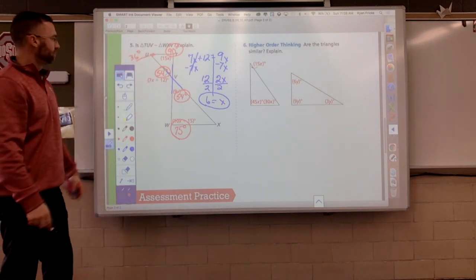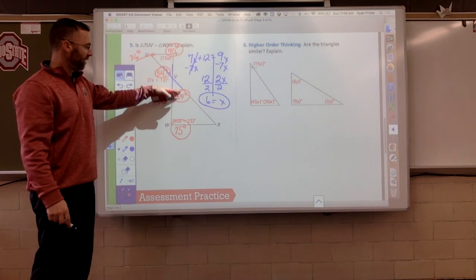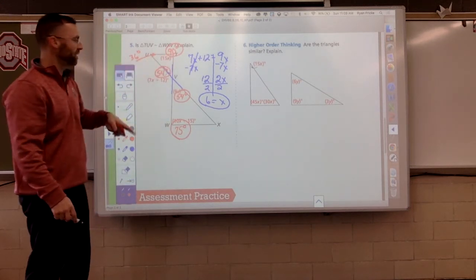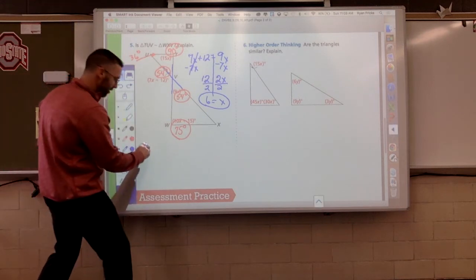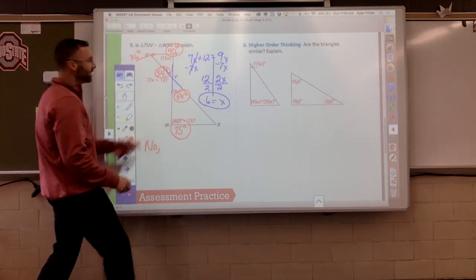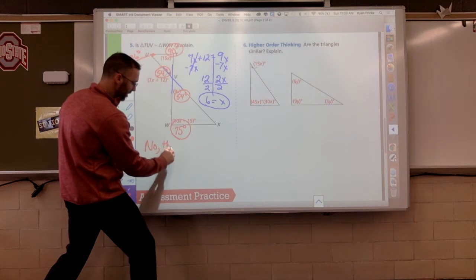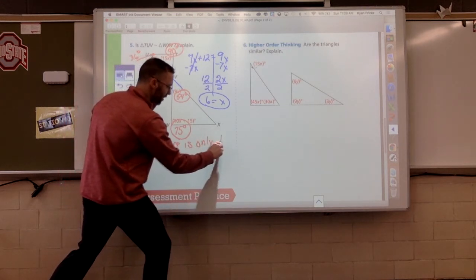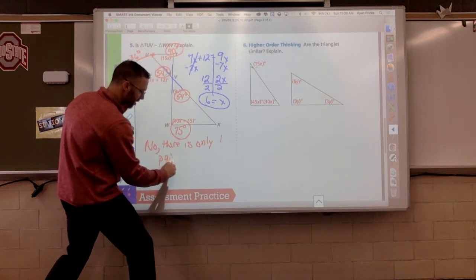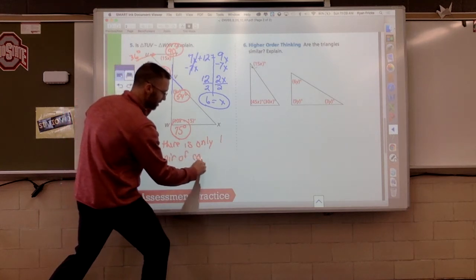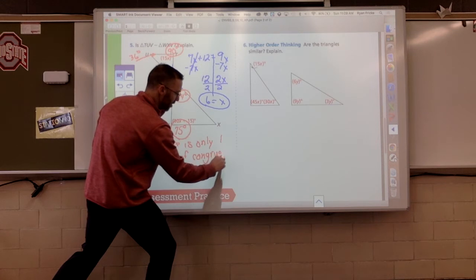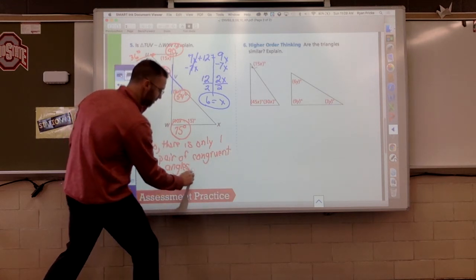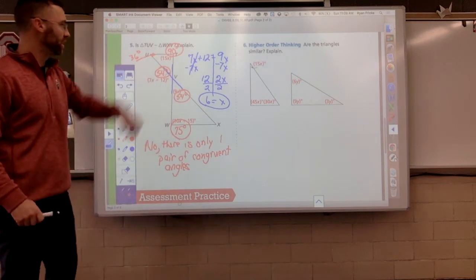Okay? They share one pair of angles. Well, 75 doesn't match 90 or 36. So are those similar? No. Why not? There is only one pair of congruent angles. That's it. Okay? There's only one pair. They're not congruent.